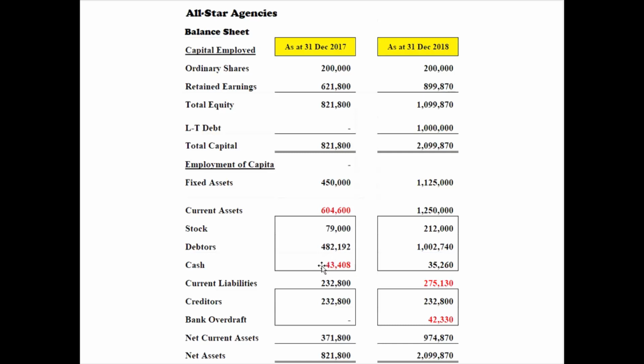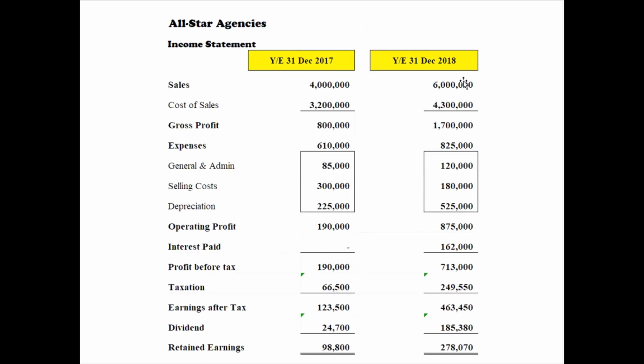Really what we should be doing is a cash flow in order to understand the cash that came in and the cash that went out in order to reconcile that number. But we will get to that as we progress on our journey here, looking at income statements and balance sheets. So let's move on to the second year.